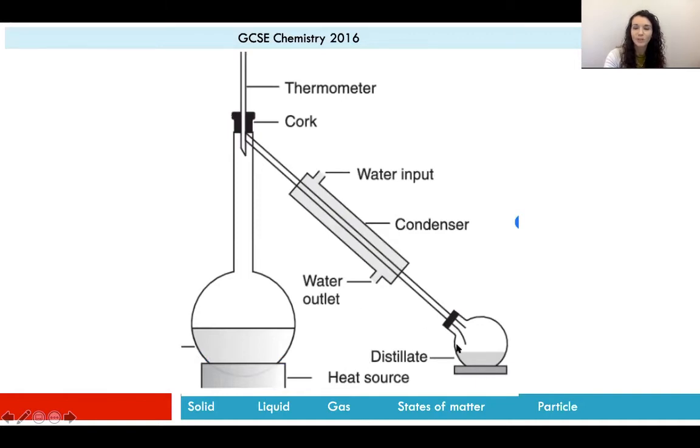Okay, and you've got what we call the distillate here, which in the case of separating salt from water, the distillate would be the pure water that you would collect down here. So if you need to just add any more labels onto your diagram, then just pause the video and do that now.